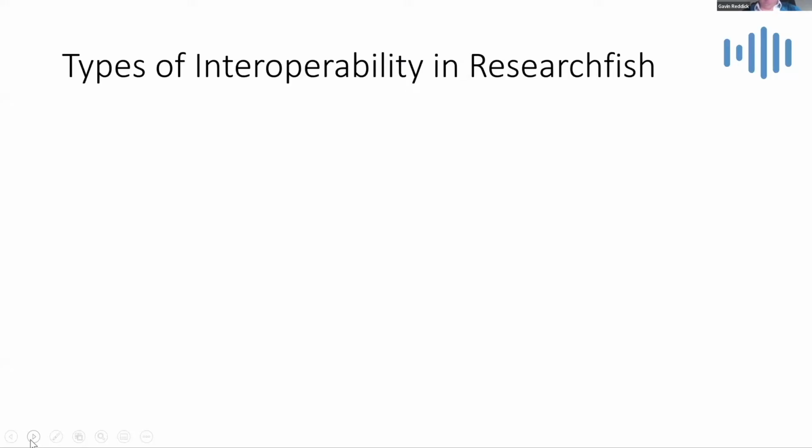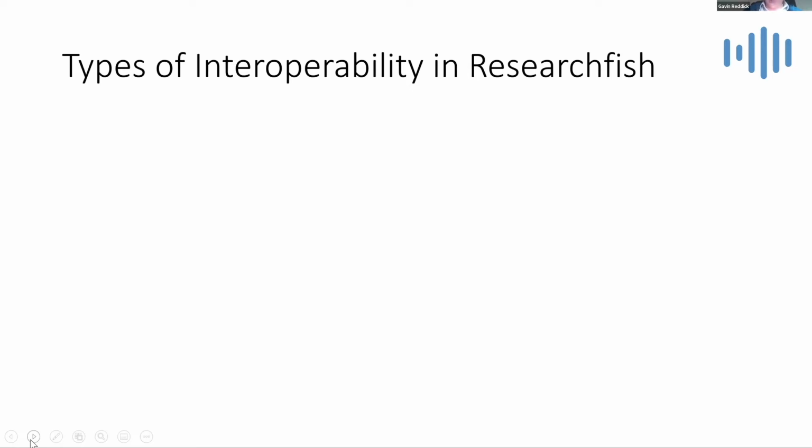And so to this end, researchfish is really focused around different types of external unique identifiers and enabling various types of interoperability between systems. So researchfish has different types of interoperability that run across those sections, and I'll talk a bit more about those in a minute.